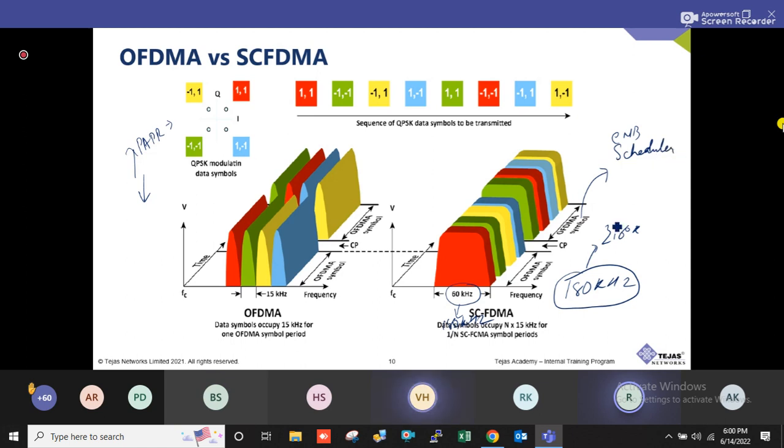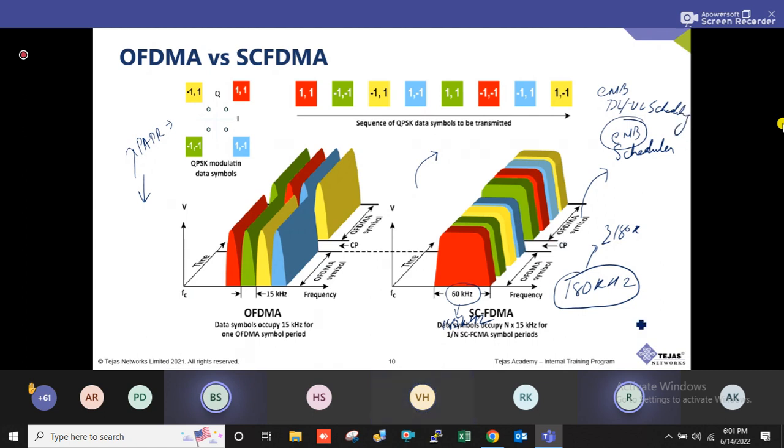The scheduler has the right to tell a mobile which single carrier frequency the mobile has to upload on. So the mobile is not doing the single carrier on its own. It is all told by the eNodeB itself. That means the eNodeB has the authority to do the downlink as well as uplink scheduling.